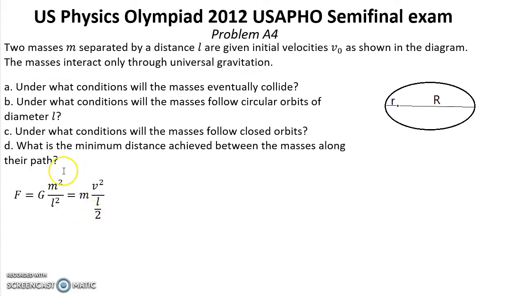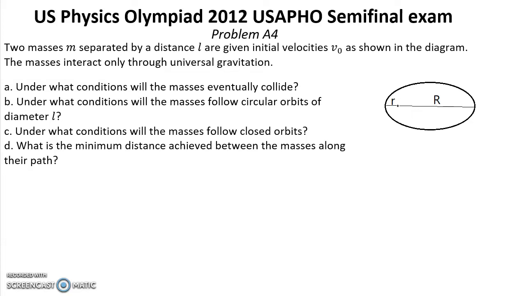And from here we can find the speed for a circular orbit. That will be the square root of G m over 2L. That was the answer for question B. Question C. Under what conditions will the masses follow closed orbits? Solution. Closed orbits will occur when the total energy is less than 0.